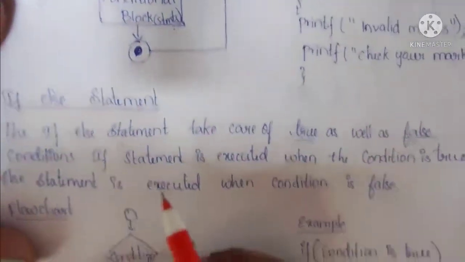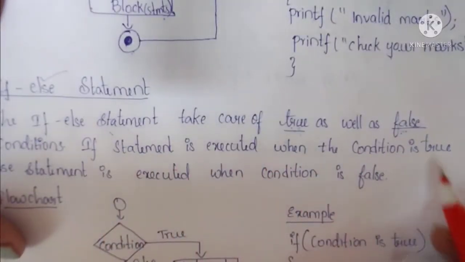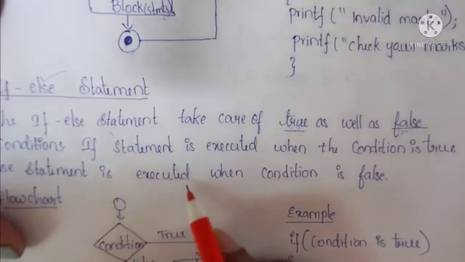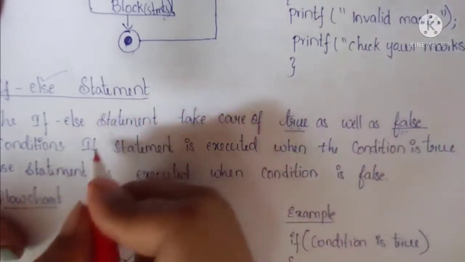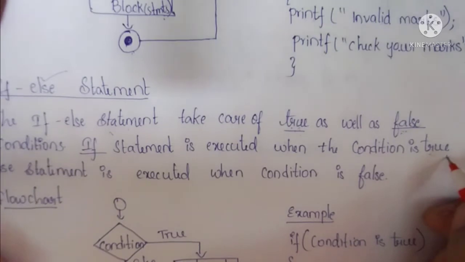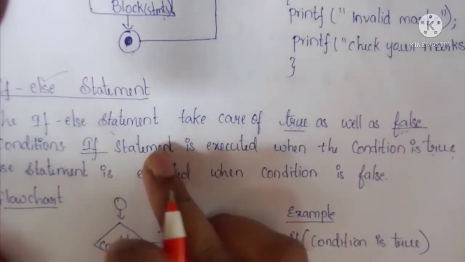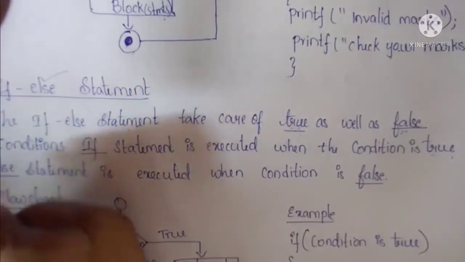Okay. So see here, the if statement is executed when the condition is true, and the else statement is executed when the condition is false. If the first condition is true, then the if statement will be executed. If the condition is false, it will execute the else statement. Clear?